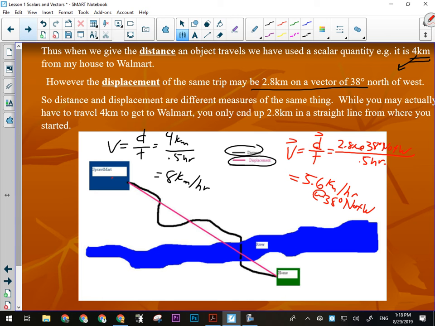Is that ringing a bell a little bit from last year? V equals D over T, and stuff like that. We're going to spend kind of today and tomorrow working on that, but hopefully that's seeming familiar.